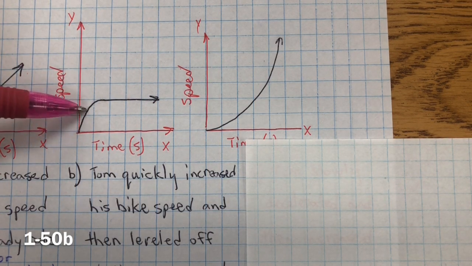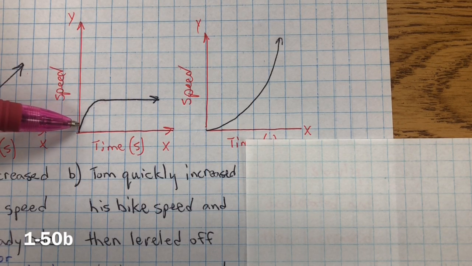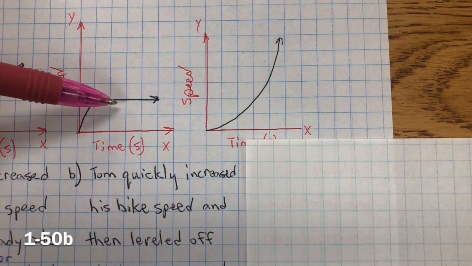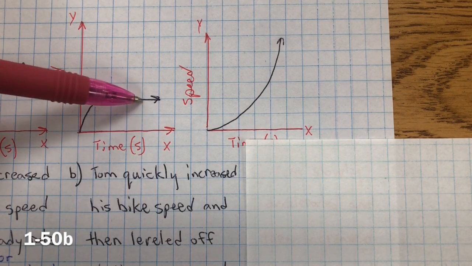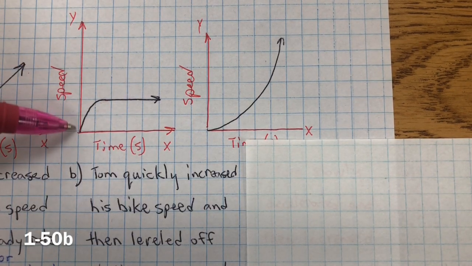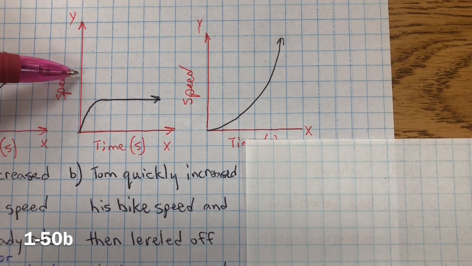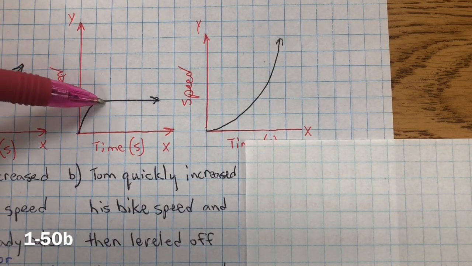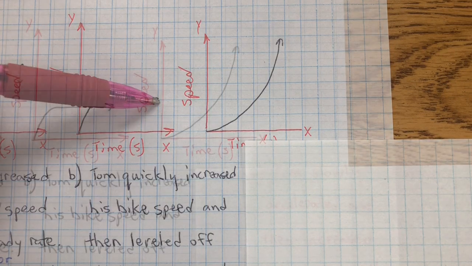You can tell that this is very fast because it's very steep. Think of a ski slope. The steeper it is, the faster you're going to go. And then it levels off at the same speed. So here, the higher it goes, the faster he's going. Here he levels off, but time keeps going.